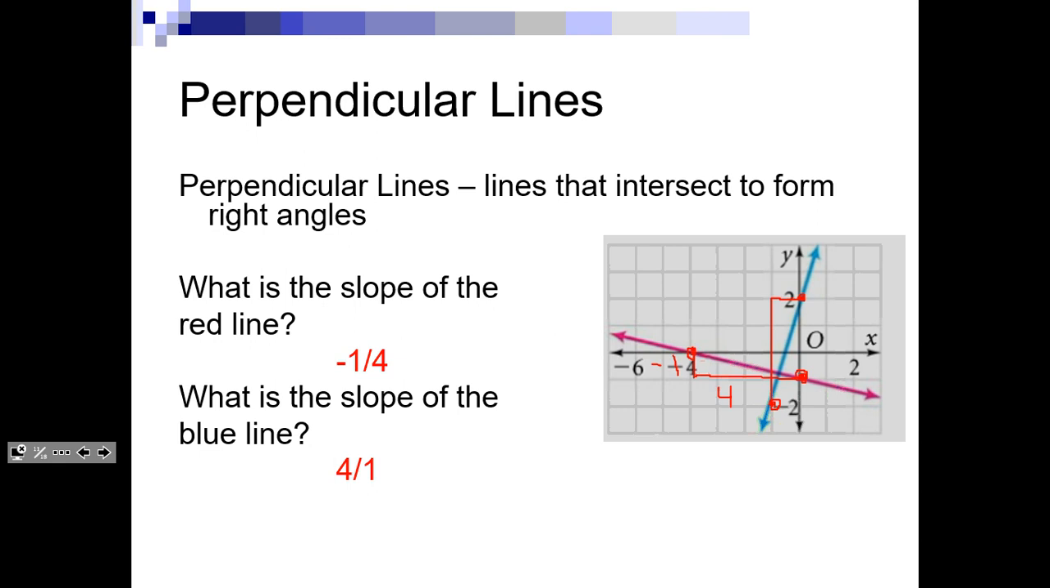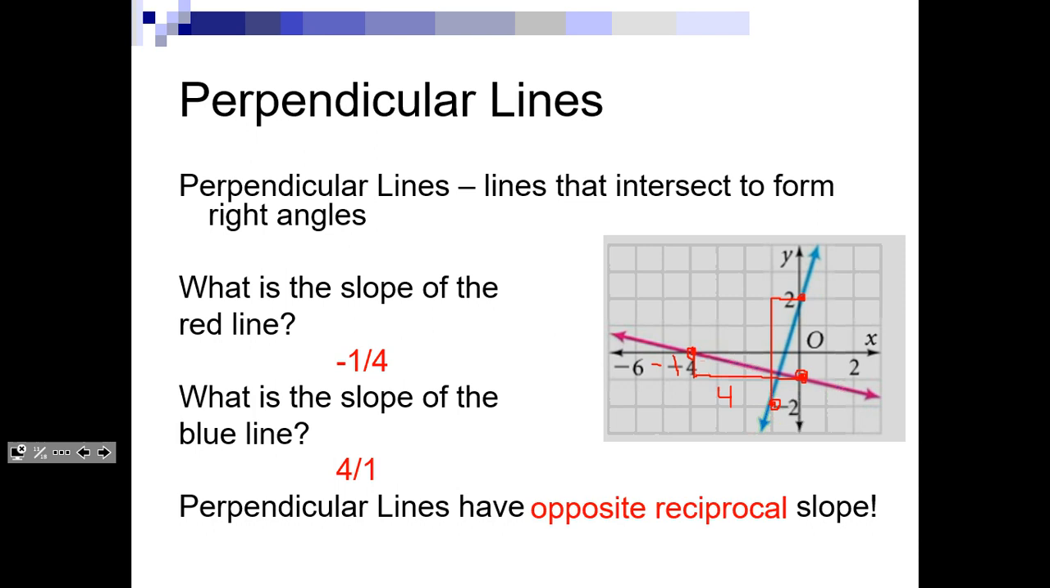And we talked about opposite reciprocals yesterday. And what this tells us is that perpendicular lines have opposite reciprocal slopes. Or as Missy Elliott said, those slopes are flipped and reversed.